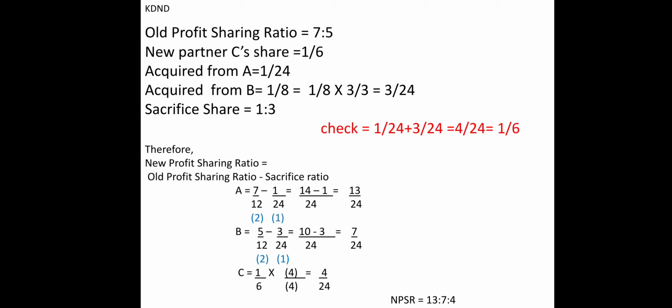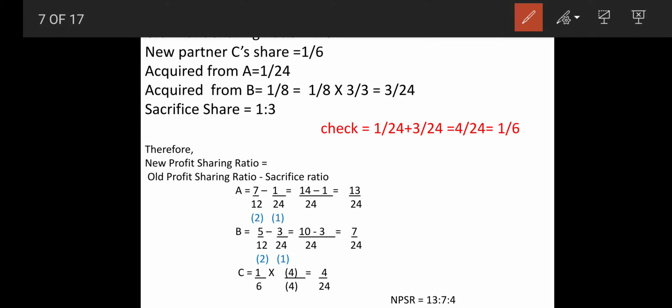So now, old profit sharing ratio given 7:5, new partner share is given 1/6, acquired share of A is 1 by 24 and acquired share of B is 1 by 8. So if we make the adjustment with 24 as LCM, we can get sacrifice ratio as 1:3, and we have to just check that this is giving you the new partner share or not. So 1 by 24 plus 3 by 24 gives you 1 by 6.